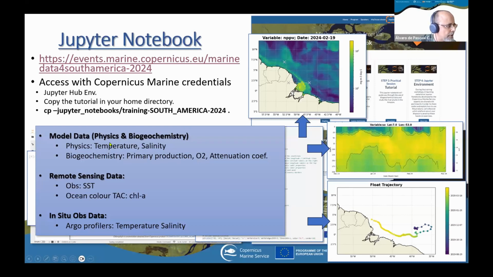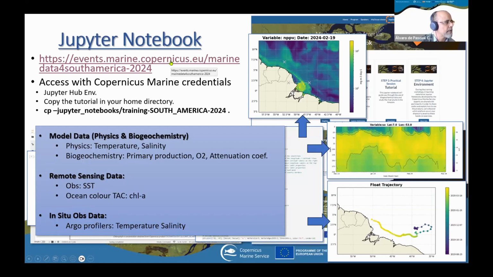And we are going to see the variables of temperature, salinity, primary production, oxygen, and the attenuation coefficient, which actually is the turbidity of the water. But we are going also to see other sources like remote sensing data. We are going to study the surface temperature and also chlorophyll from the ocean color tag. And also we have included information of the temperature and salinity produced by in situ observations.